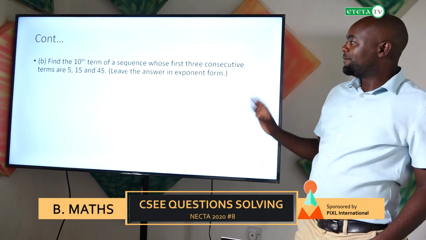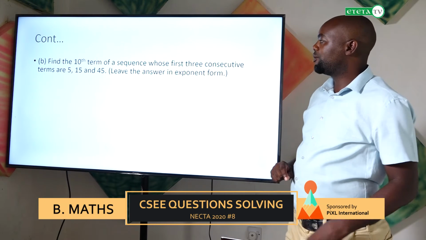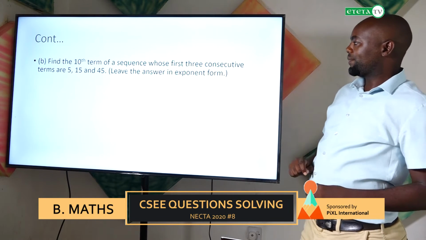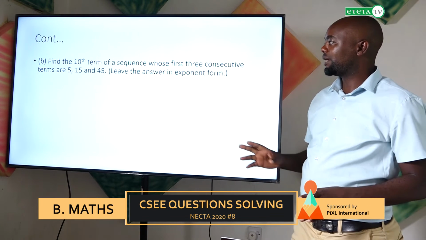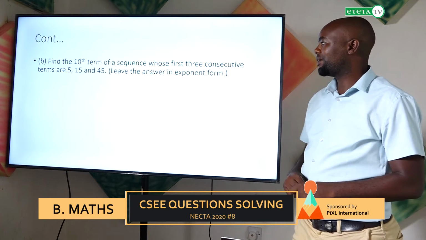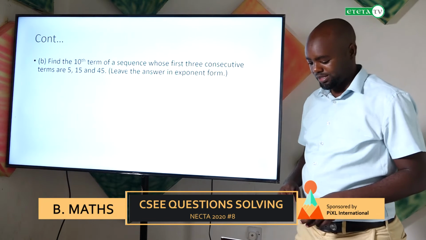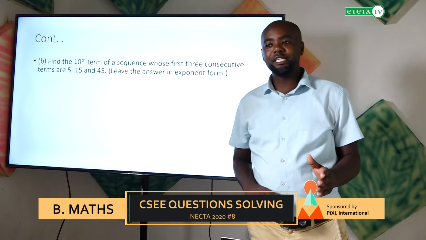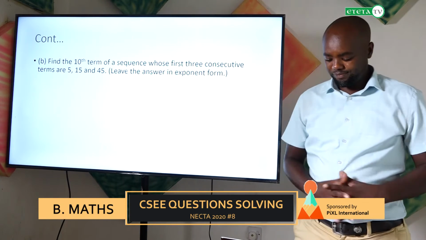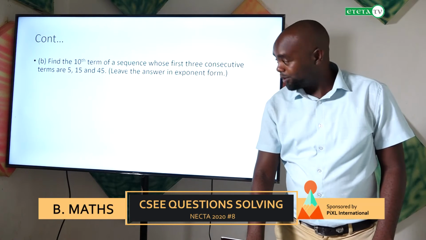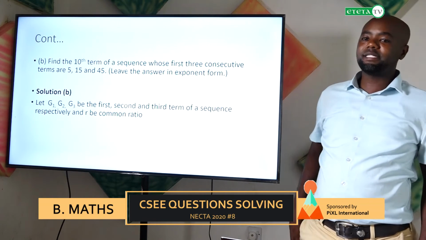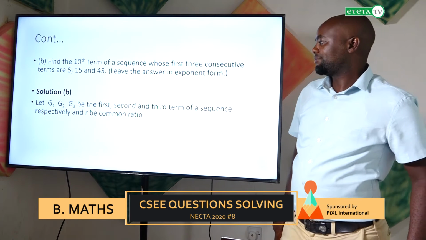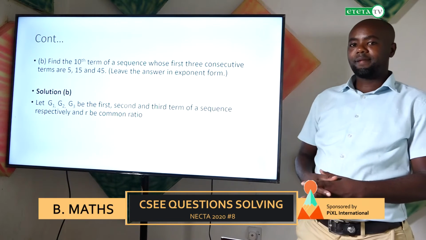Now, in part A, we were talking about A1, A2, that means the first terms. But here we are talking about the geometric progression, since it is a sequence, while in part A, it was a series. So now you are supposed to know which information you've been given.